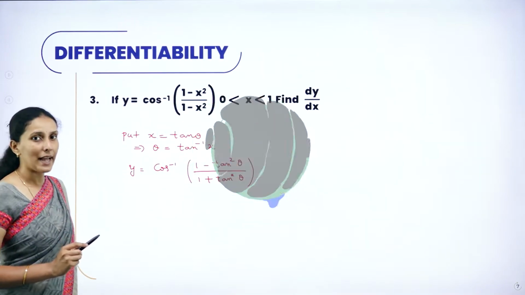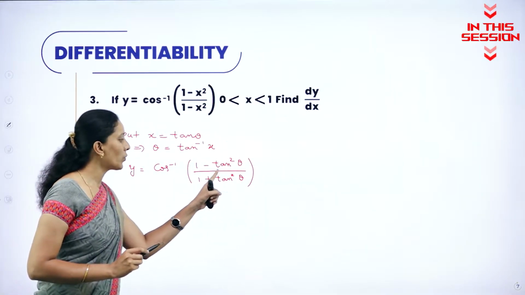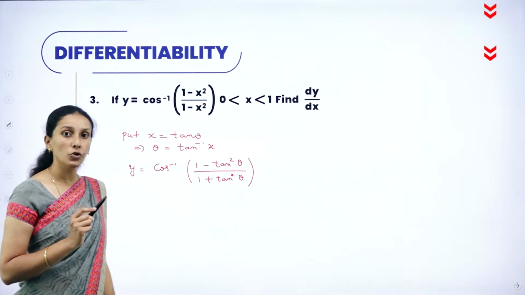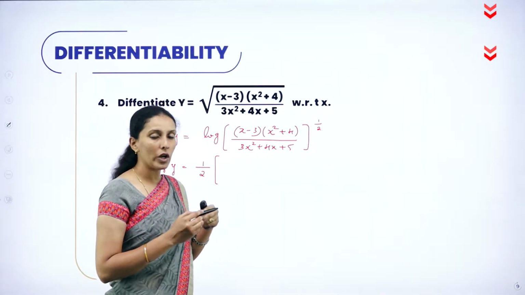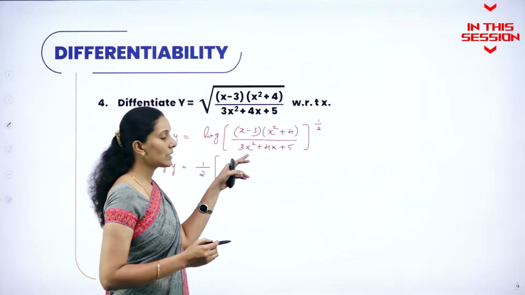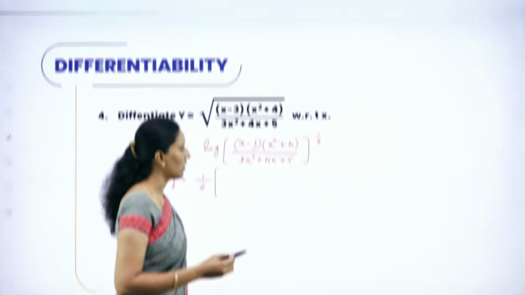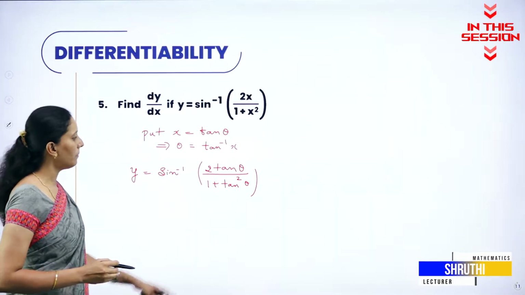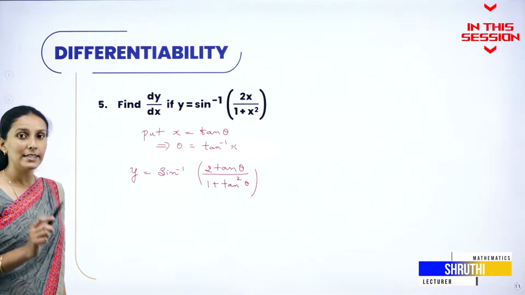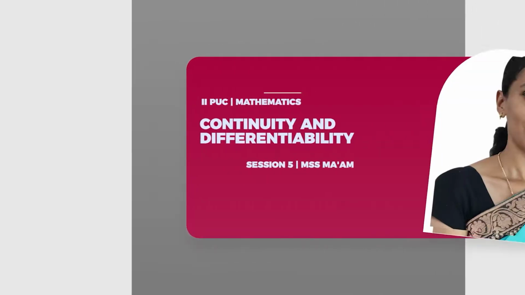From the multiple angle formula, (1 minus tan square theta) divided by (1 plus tan square theta) is cos 2 theta. Whenever you have log of x into y, which can be written as log x plus log y, whenever it is in the denominator, you can subtract it. Using the multiple angle formula, 2 tan theta over 1 plus tan square theta is sin 2 theta.